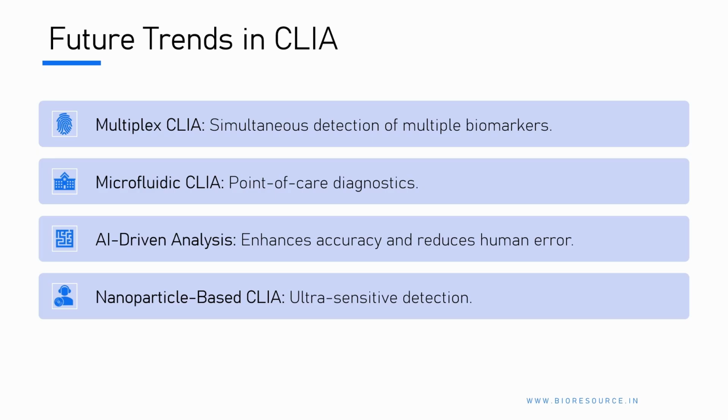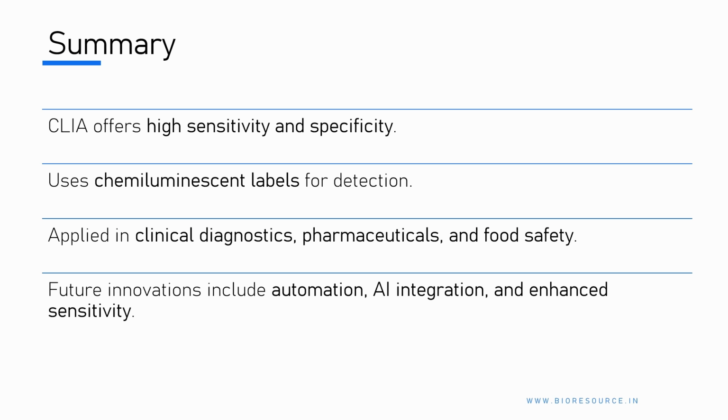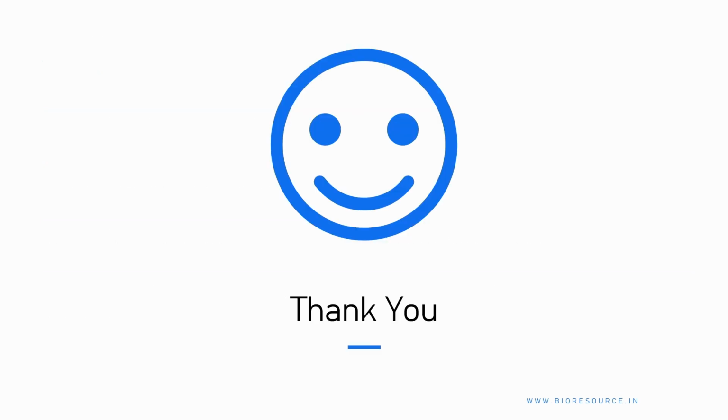So these future advancements in CLIA are revolutionizing diagnostics by making them more efficient, more accessible, more precise, and more sensitive. To summarize, CLIA offers high sensitivity and specificity, it uses chemiluminescent labels for detection, and it can be applied in clinical diagnostics, pharmaceuticals, and food safety. Future innovations include automation, AI integration, and advanced sensitivity improvements. CLIA will continue evolving into more automated, faster, and ultra-sensitive diagnostic tools, making it indispensable for early disease detection and personalized medicine.